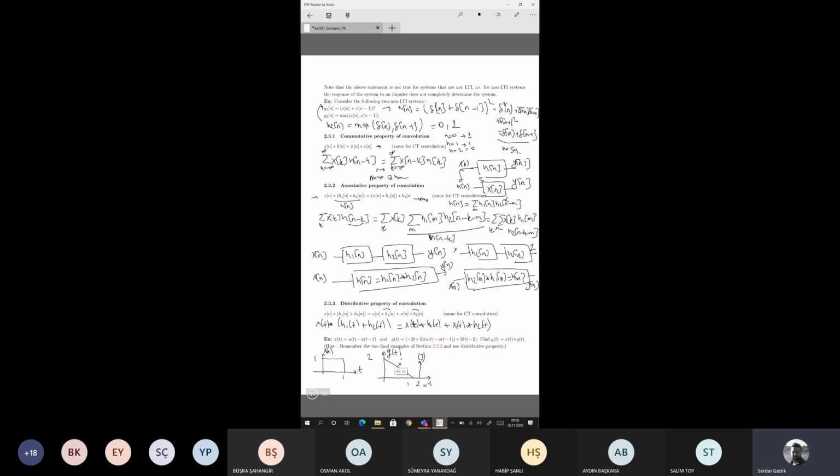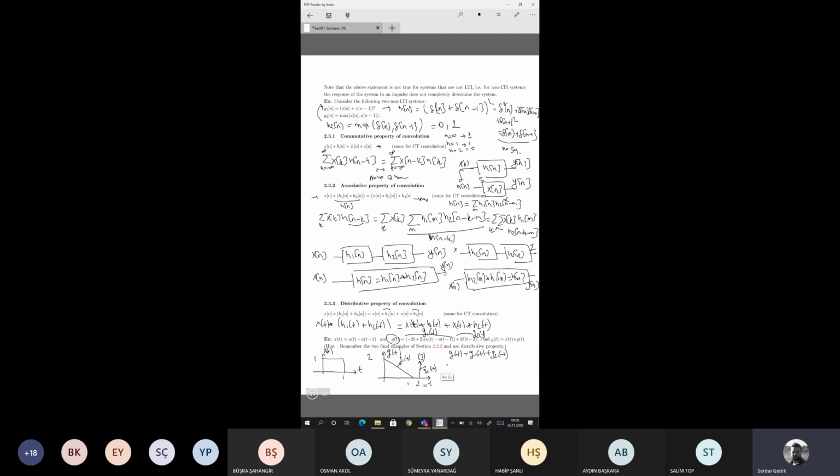This is, let's say, g1 of t. Then I have a second signal. Let's say this is g2 of t. Actually, these are two impulse responses that I have defined in the previous section. So now I have summed those impulse responses and defined a combined impulse response g of t. Well, actually, g of t is nothing but g1 of t plus g2 of t.